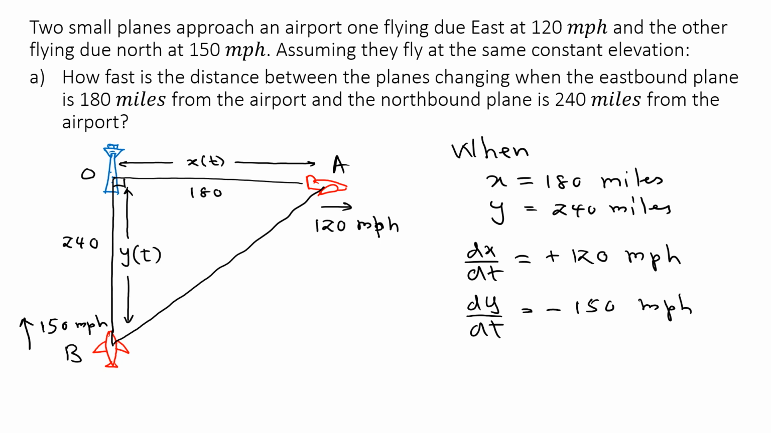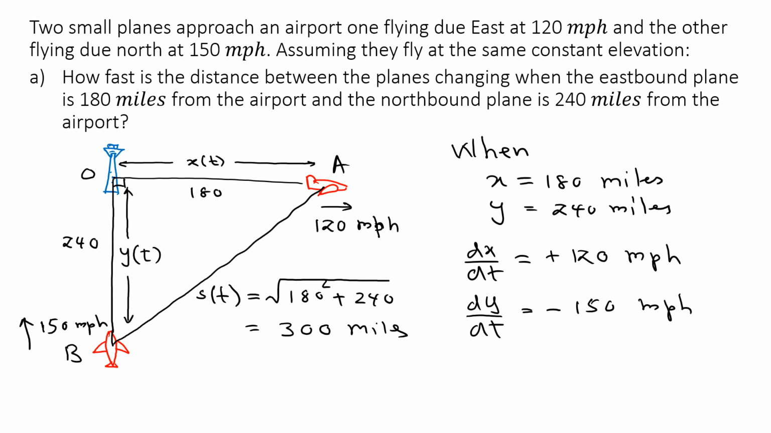Okay, and then we also need to find the distance between the two planes. We can call it s(t). From the Pythagorean identity, we can find this one. You square 180, you square 240, and take the square root. If you use a calculator, you can get 300 miles in this case, because they are all miles. Okay, so we have all the information that we need now.